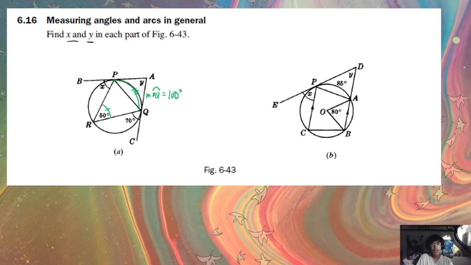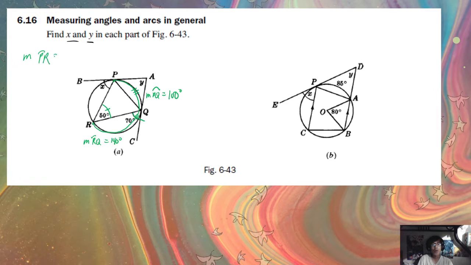Now, if this is 100 degrees, we have another clue: the measurement of angle RQC, which is 70 degrees. So we can solve for the measurement of arc RQ. The measurement of arc RQ is just going to be 70 times 2, and therefore the measurement of arc RQ is just 140 degrees. Now, since we have the measurements of our two arcs, PQ and RQ, we can solve for the measurement of arc PR.